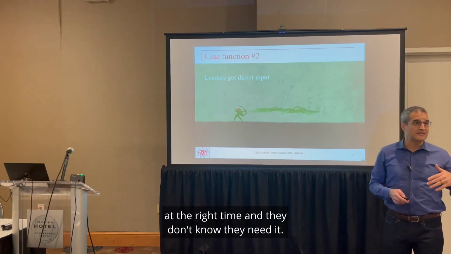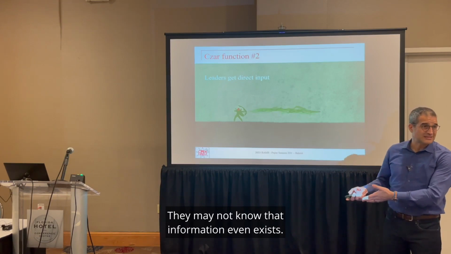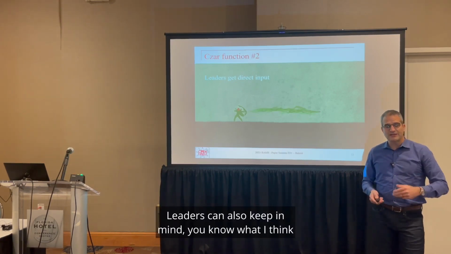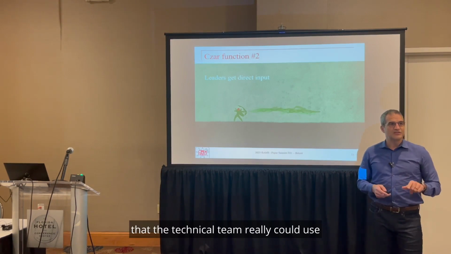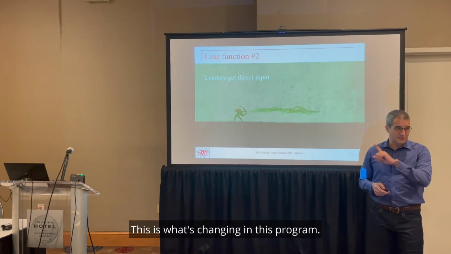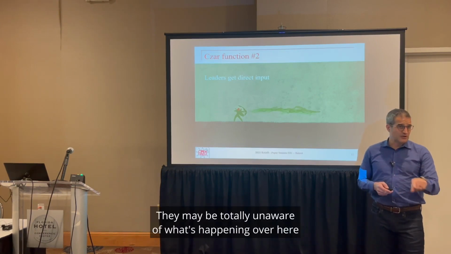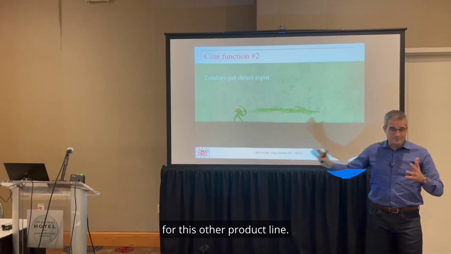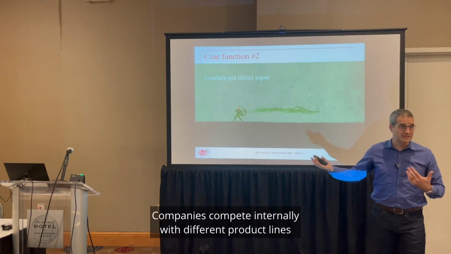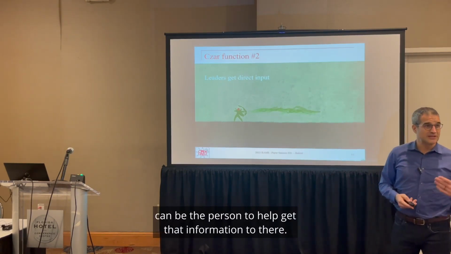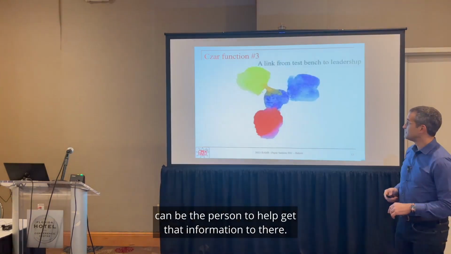And they don't know they need it. They may not know that information even exists. And this goes the other way too. Leaders can also keep in mind, you know what I think that the technical team really could use to know is this, this, and this. This is what's changing in our market. This is what's changing in this program. They may be totally unaware of what's happening over here with our resources being competitively pulled for this other product line. Companies compete internally with different product lines, and that can be really helpful. And the Czar can be the person to help get that information there.